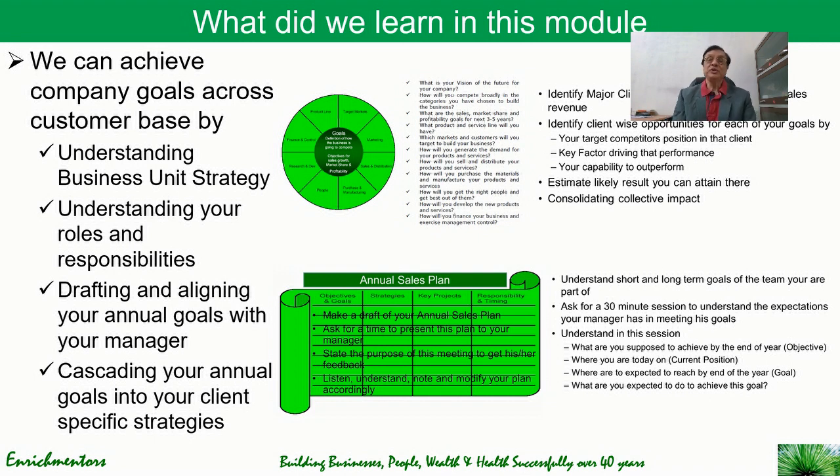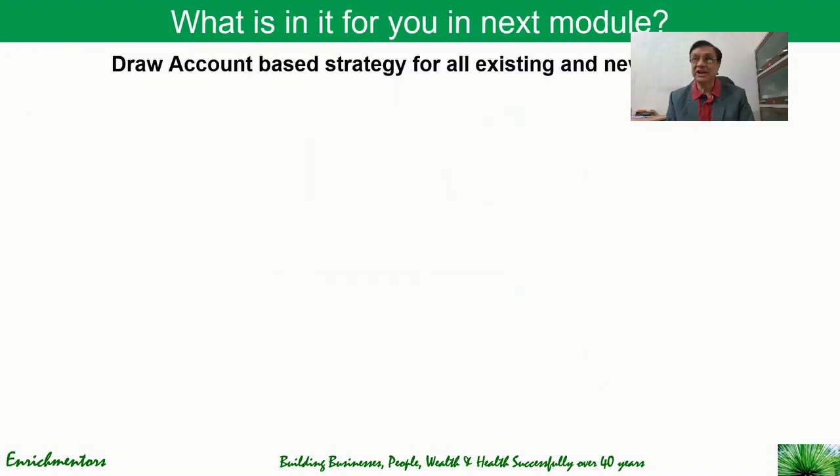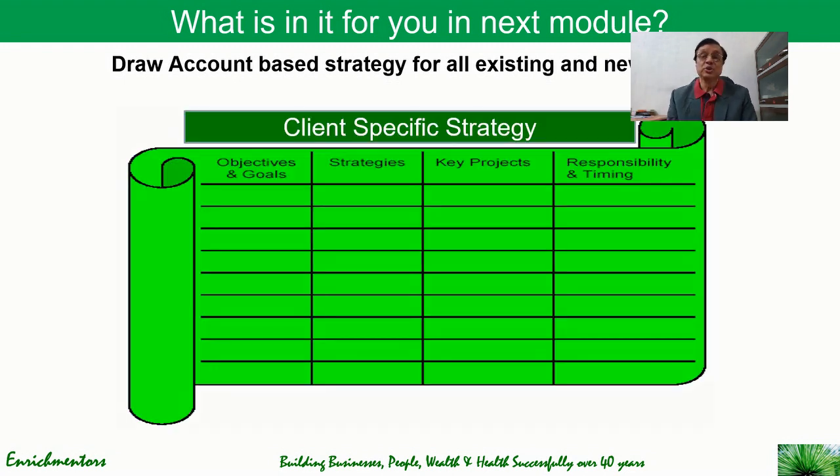So what do we do next? Since we've been talking about cascading into client-specific strategies, we will go into the next thing required for excellence in sales: drawing up account-based strategy for all your major clients. It will be in a similar format of objectives and goals, strategies, key projects, responsibility, and timing. We will spend time on doing that in the next session.